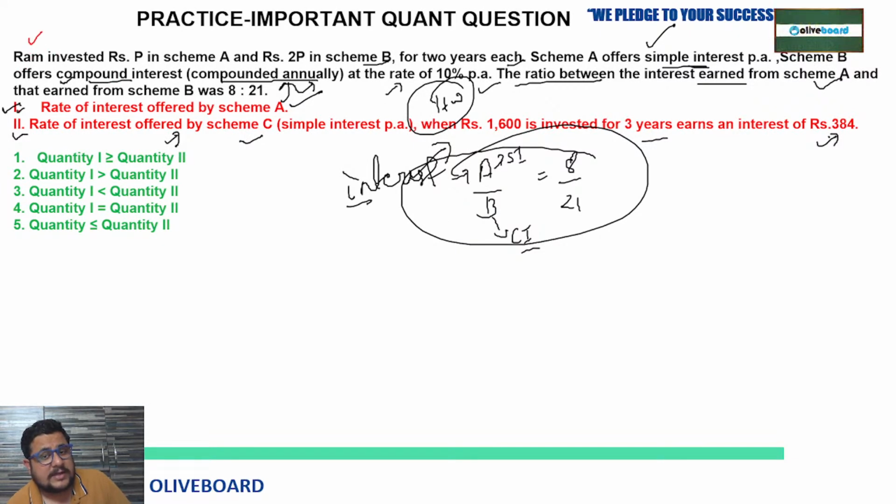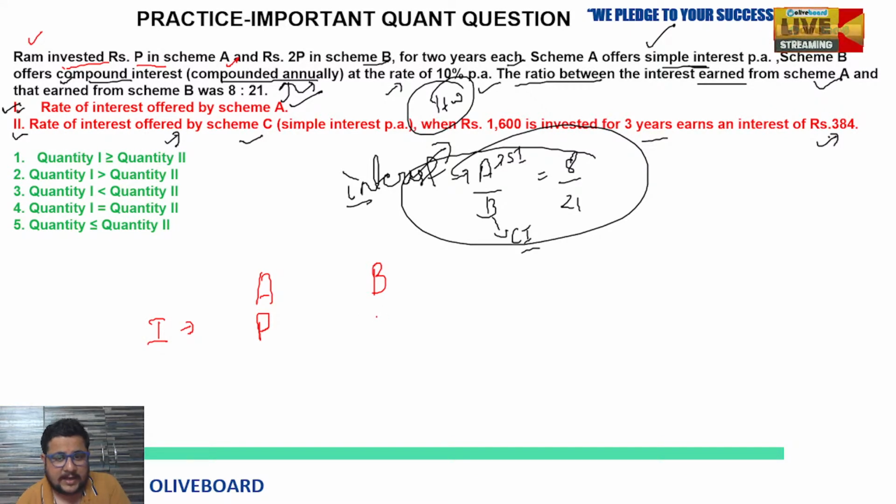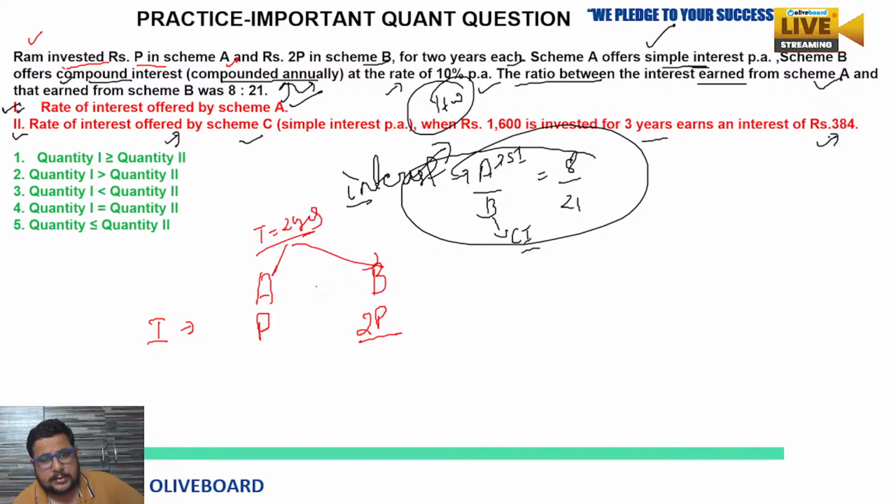Now see, this is the second question which I had given you as homework, based on quantity comparison. Ram invested rupees P in a scheme A and rupees 2P in a scheme B. So there is a scheme A and a scheme B, just remember. The investment is the principal amount which he is investing. So in scheme A, Ram invested P, while in scheme B, he invested 2P. Are you getting my point, everyone? Now see, for 2 years each, so the time duration is also given.